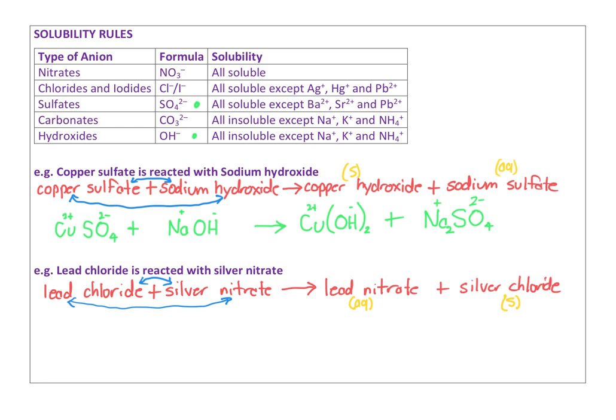The things we were reacting were both aqueous. If we were doing it in the lab, we would see they're both dissolved in water, so we'd know they're aqueous. But here, sulfates are all soluble except those ones, so copper's not an exception, so that would be aqueous. Sodium hydroxide are all insoluble except sodium, so sodium is the exception, so it's soluble and aqueous. So what I should have done to finish off this one above was put these subscripts in to show which ones were dissolved, i.e. aqueous, and which ones were solid.